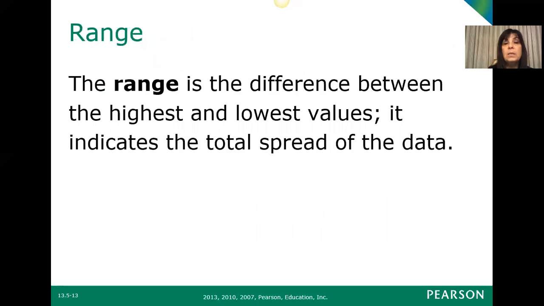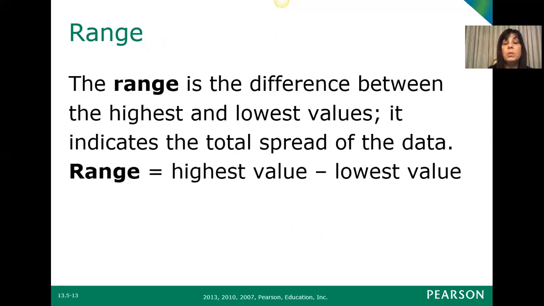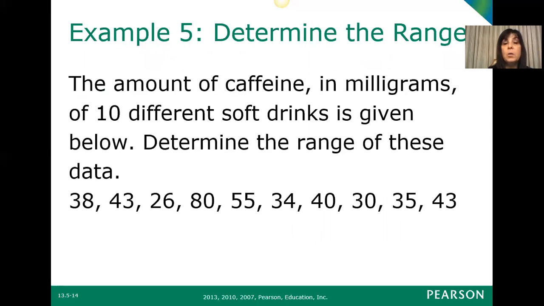All right, the last thing for statistics is a range. A range is just very simply the difference between the highest and the lowest. So it indicates the spread of the data. We just want to know how far the data is spread out from the top to the bottom score. So you just take the highest value minus the lowest value.